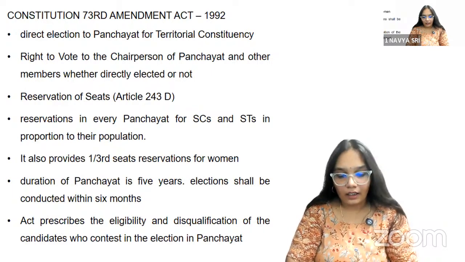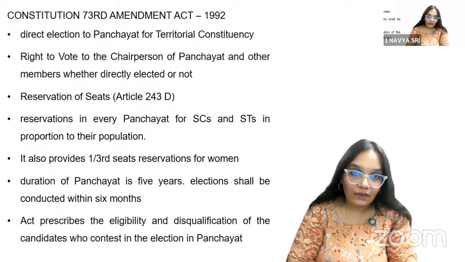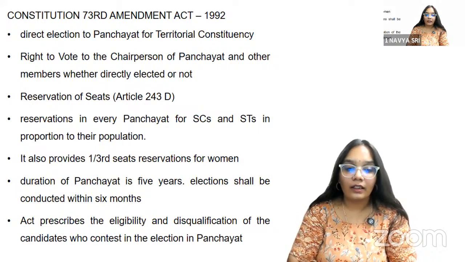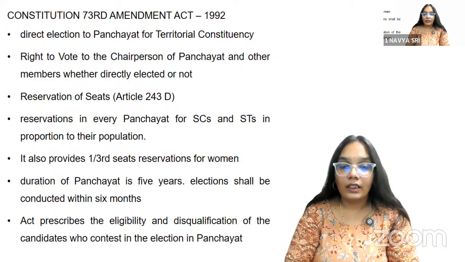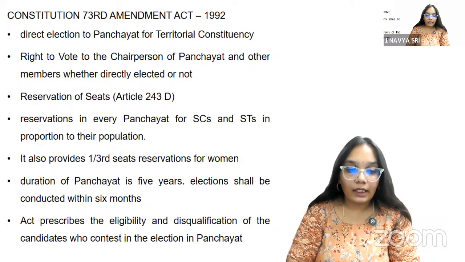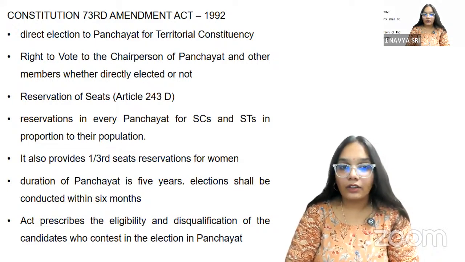Then another important one: one-third of seats are reserved for women in the panchayat. The duration of a panchayat is 5 years, and election shall be conducted within 6 months of the end of the term. If the panchayat collapses midway, elections shall be conducted again within 6 months of the dissolution. And the Act prescribes the eligibility and disqualification of candidates who can contest the panchayat election.